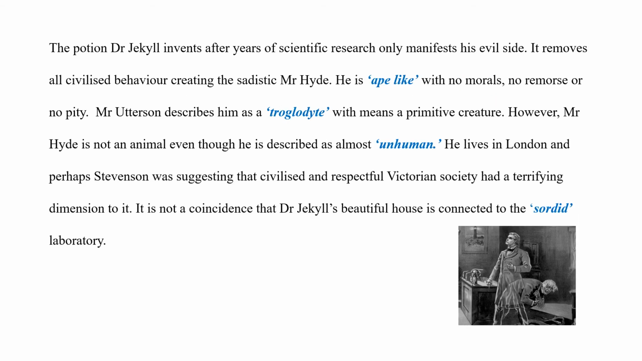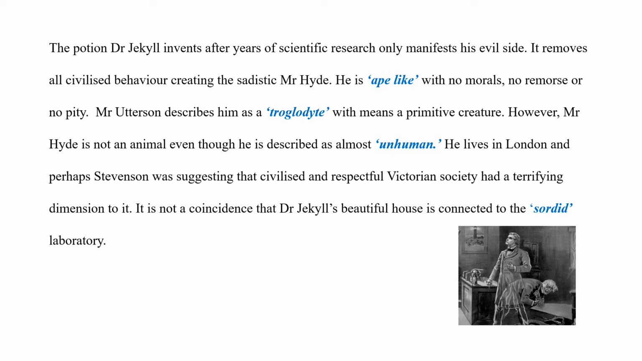The potion Dr. Jekyll invents after years of scientific research only manifests his evil side. It removes all civilized behavior, creating the sadistic Mr. Hyde. He is ape-like, with no morals, no remorse, or no pity. Mr. Utterson describes him as a troglodyte, which means a primitive creature.